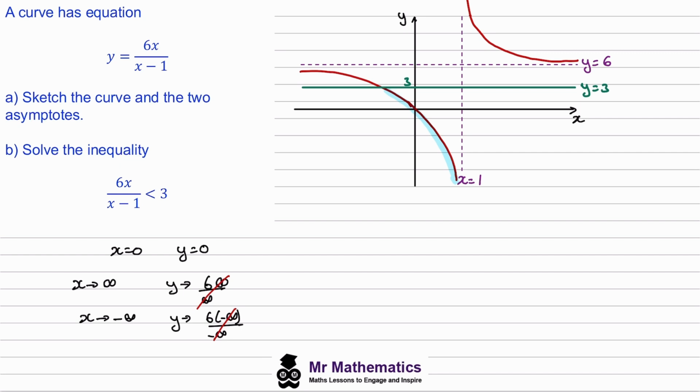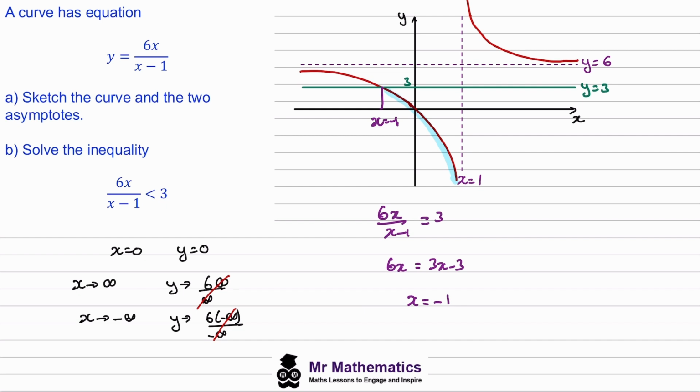So at this point, the curve 6x over x minus 1 will be equal to 3. We can solve this equation, so 6x must be equal to 3x minus 3. So x must be equal to negative 1. I'll label that on our graph, x equals negative 1.